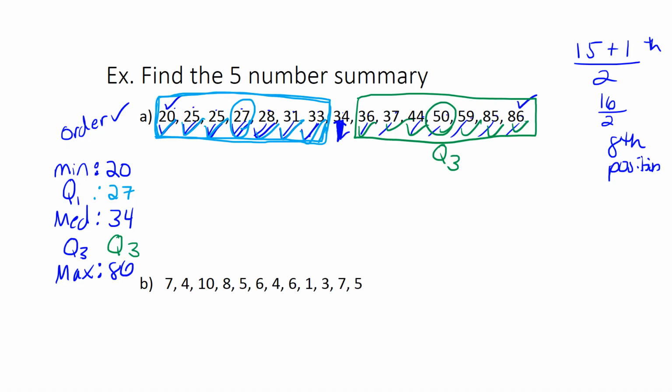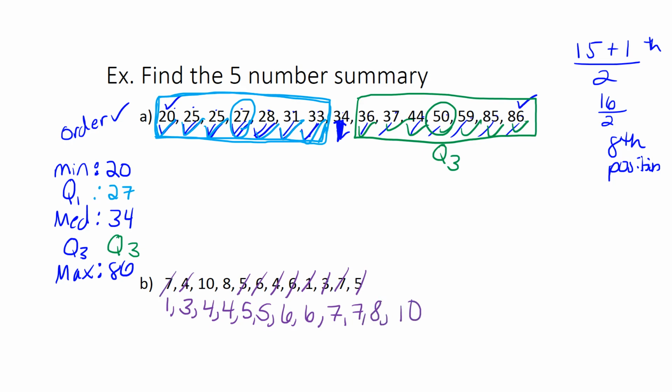I'm going to put them in order. I'm going to cross them off when I write them down to make sure I have them all. 1, 3. They have to be put in order to find the 5-number summary. Okay. So we have them all, and you can count again and make sure that you have the same amount. I'm going to write my min, Q1, median, Q3, and maximum.